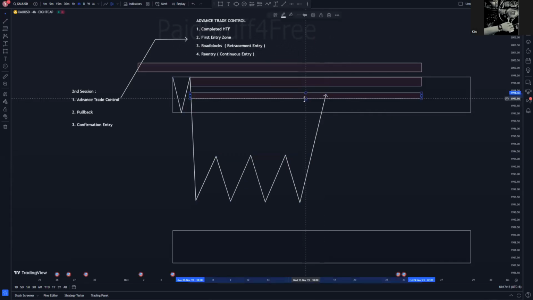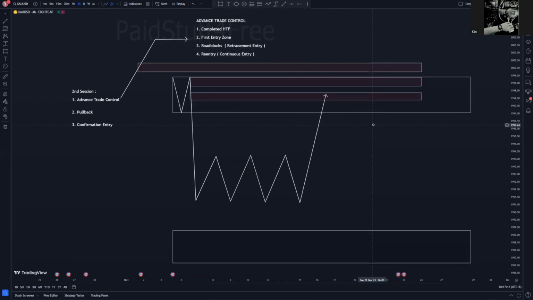So remember what I've said right now: everything happens for a reason. Right now, we need to understand the intention. Why do we take the sell? Why do we take the buy? Why do we use the first entry zone? Why do we use that zone?